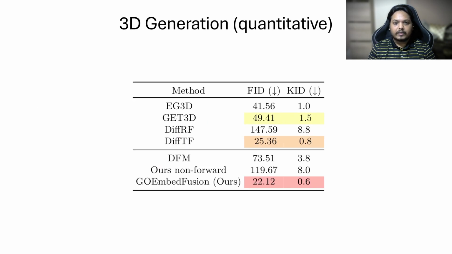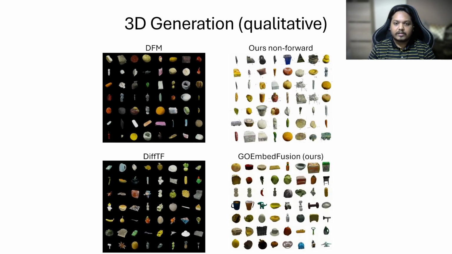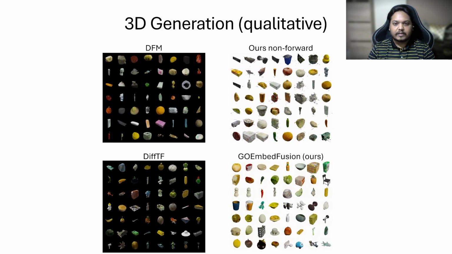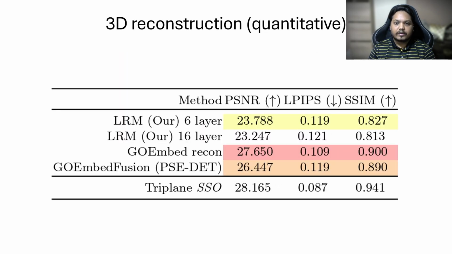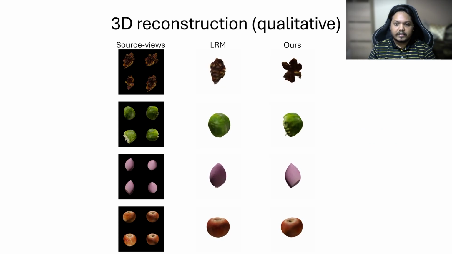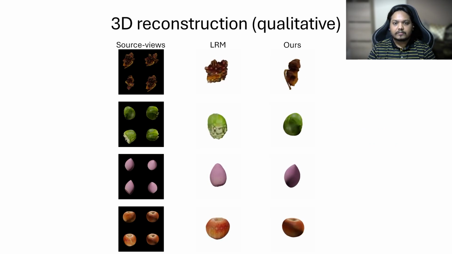Then secondly, we compare performance of our GOEmbedFusion model in the 3D generative setting. GOEmbedFusion outperforms various GAN and diffusion baselines in the forward as well as non-forward settings. Here we compare the generated samples by GOEmbedFusion against the DFM, DiffDF and our non-forward baseline. Finally, we evaluate our GOEmbed Recon model in the sparse-view 3D reconstruction setting. GOEmbed Recon outperforms the LRM baselines which were trained with 4 source views on the OmniObject 3D dataset. Here we show qualitative comparison between LRM and our sparse-view 3D reconstructions.